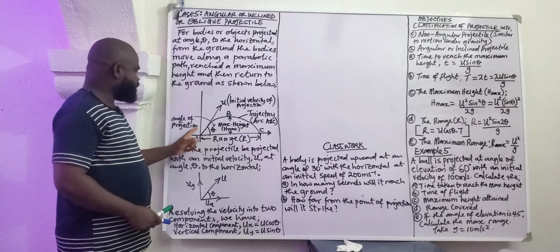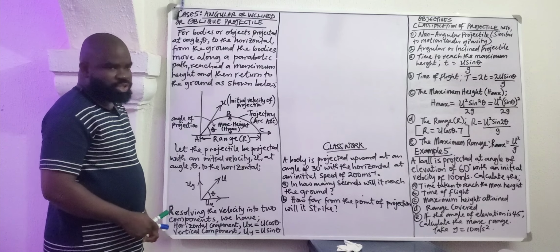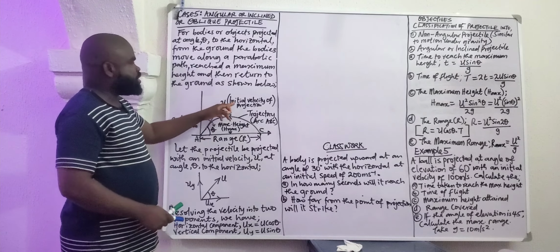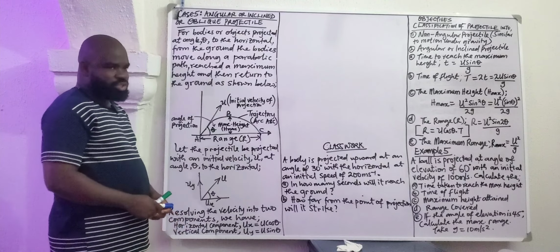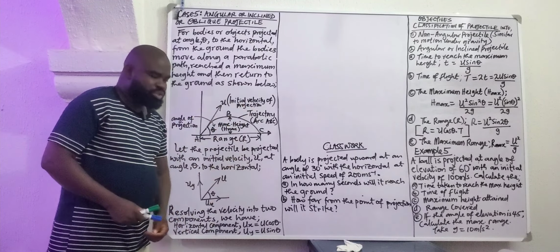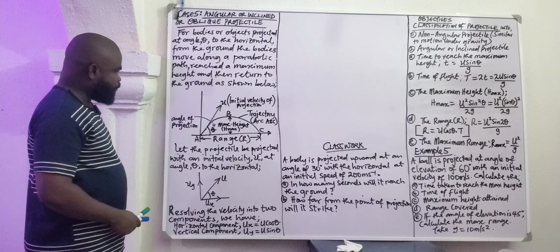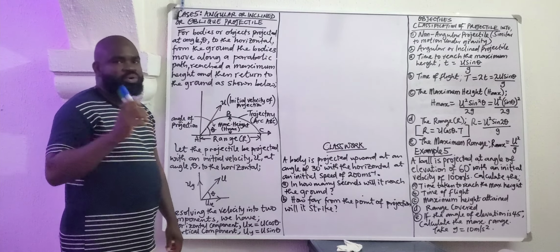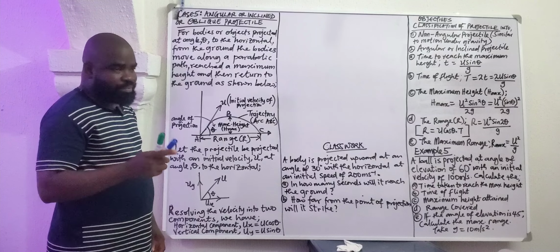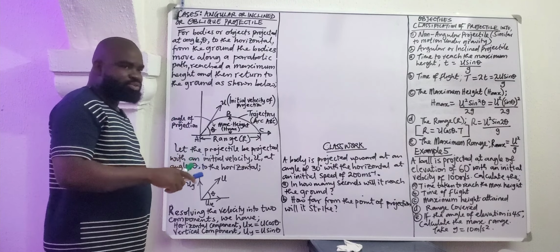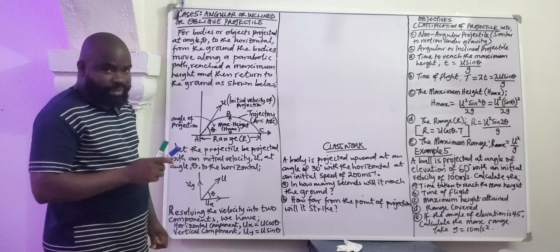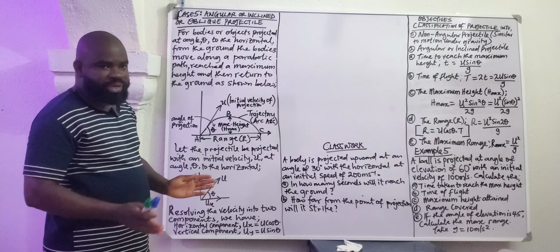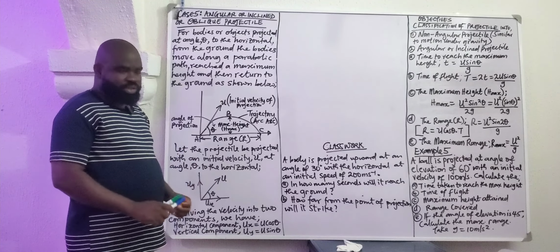This angle theta, we call it the angle of projection or inclined angle. U is the initial velocity of projection or the velocity of projection, as the case may be. Now, you will take note that velocity is a vector quantity. What does that mean? It means velocity has magnitude and direction. What does that mean? It means that velocity can be resolved into two components as every other vector.